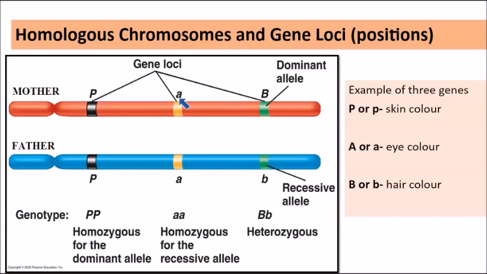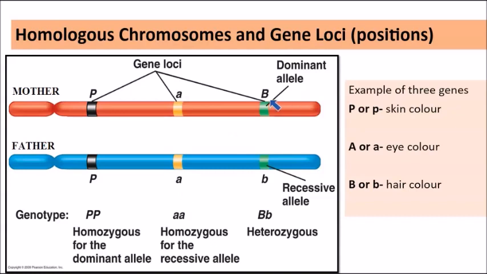So the recessive allele A is present in the mother's chromosome, and the recessive allele A is also present in the father's chromosome. So this individual, you would expect, would have blue eyes because it's inheriting both the recessive alleles from each parent. So they're going to be known as homozygous recessive for that particular trait.